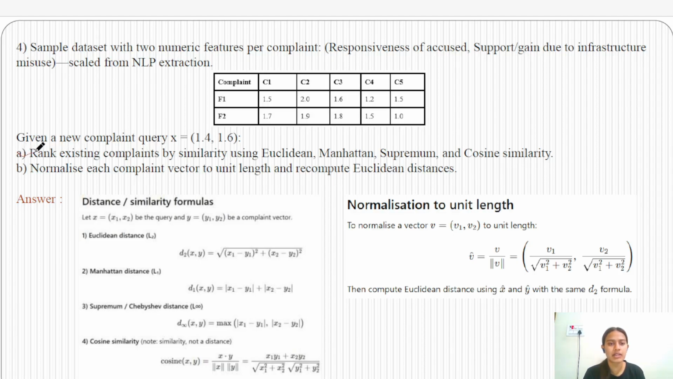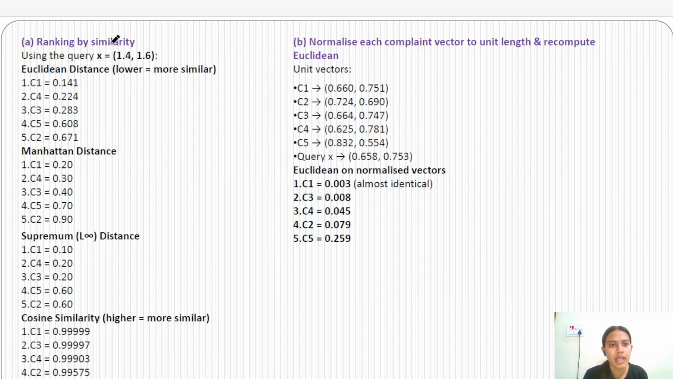So first we will see the answer to A. These are the formulas we are going to use for Euclidean, Manhattan, supremum, and cosine similarity. For normalization to unit length, we normalize each complaint vector to unit length and recompute Euclidean distance. So we will first normalize to unit length and then use the Euclidean formula in the B part. Okay, so, ranking by similarity.